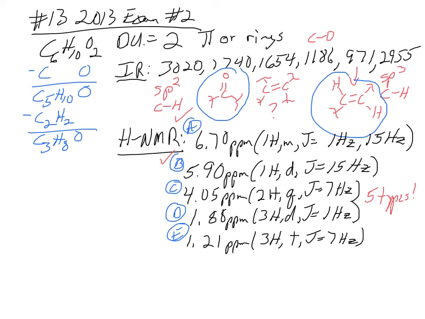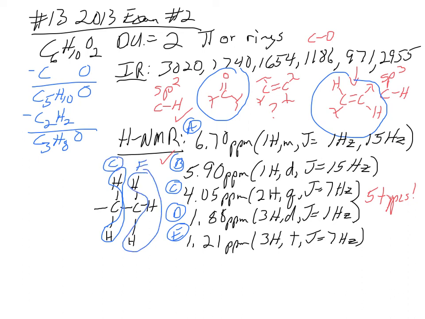What about this peak at 4.05? That is worth 2 H's, right? So I like to draw a CH2, right? And it's split as a quartet. If you're a quartet, how many nearest neighbors do you have? 3. Right? And it's telling me E has a coupling constant of 7 hertz as well, so that means they're talking to each other. So I can label these C and this one E.